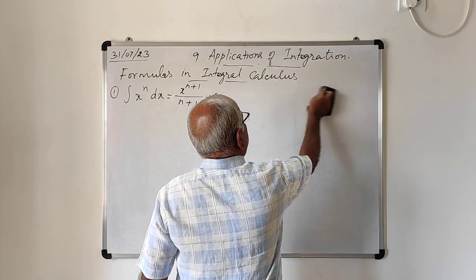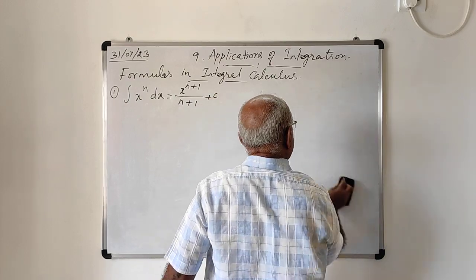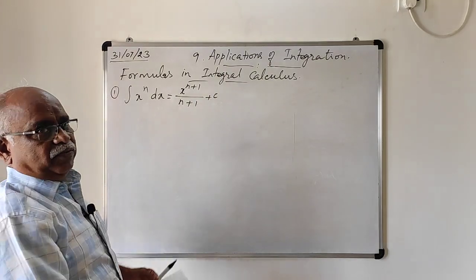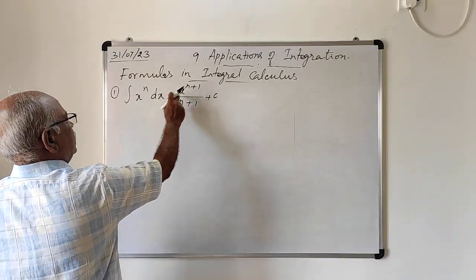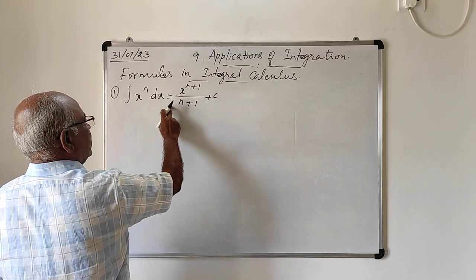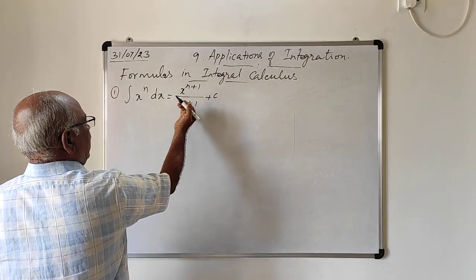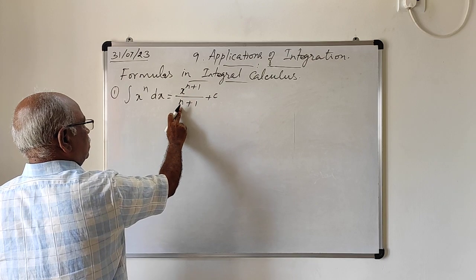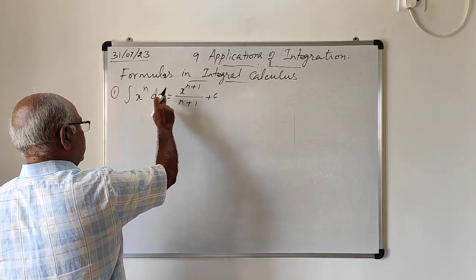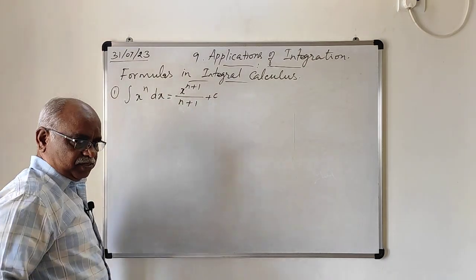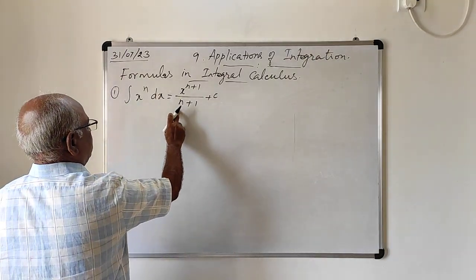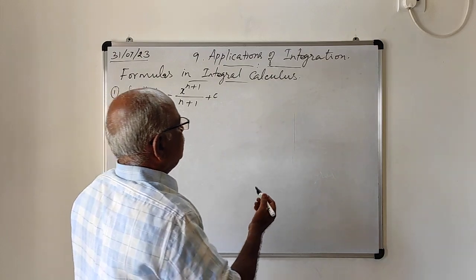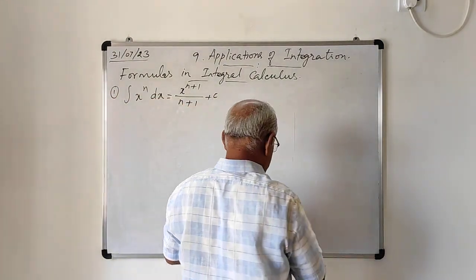An indefinite integral contains the integrating constant, whereas in definite integrals the integrating constant will not occur. Now, the integral of x power n dx is equal to x power n plus 1 by n plus 1, plus c, where n is not equal to minus 1. If n is minus 1, then n plus 1 in the denominator is 0, and the integral should not exist. That's why n should not be minus 1. This is the result.